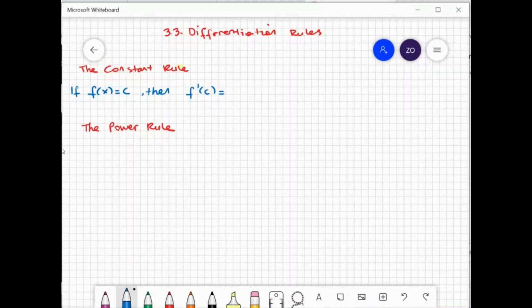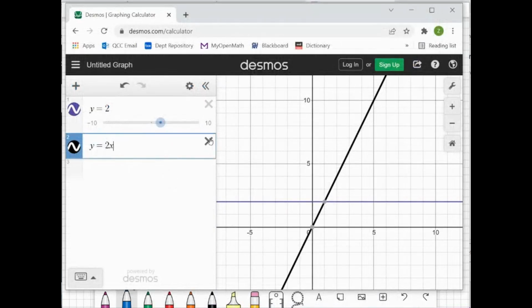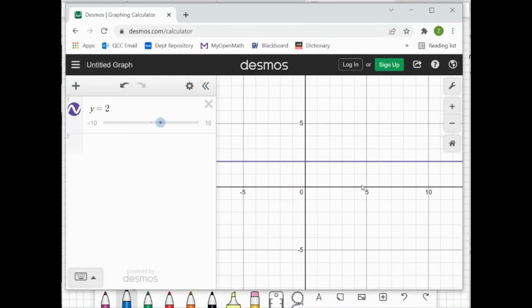So if we have a function f of x equals c, like f of x equals 2, f of x equals 5, any constant value, what do you think its derivative is going to be? Now let me show you the graph and you might be able to find this from the graph. This is an example of a constant function, y equals 2. What is the slope of this function? What is the instantaneous rate of change at a point?